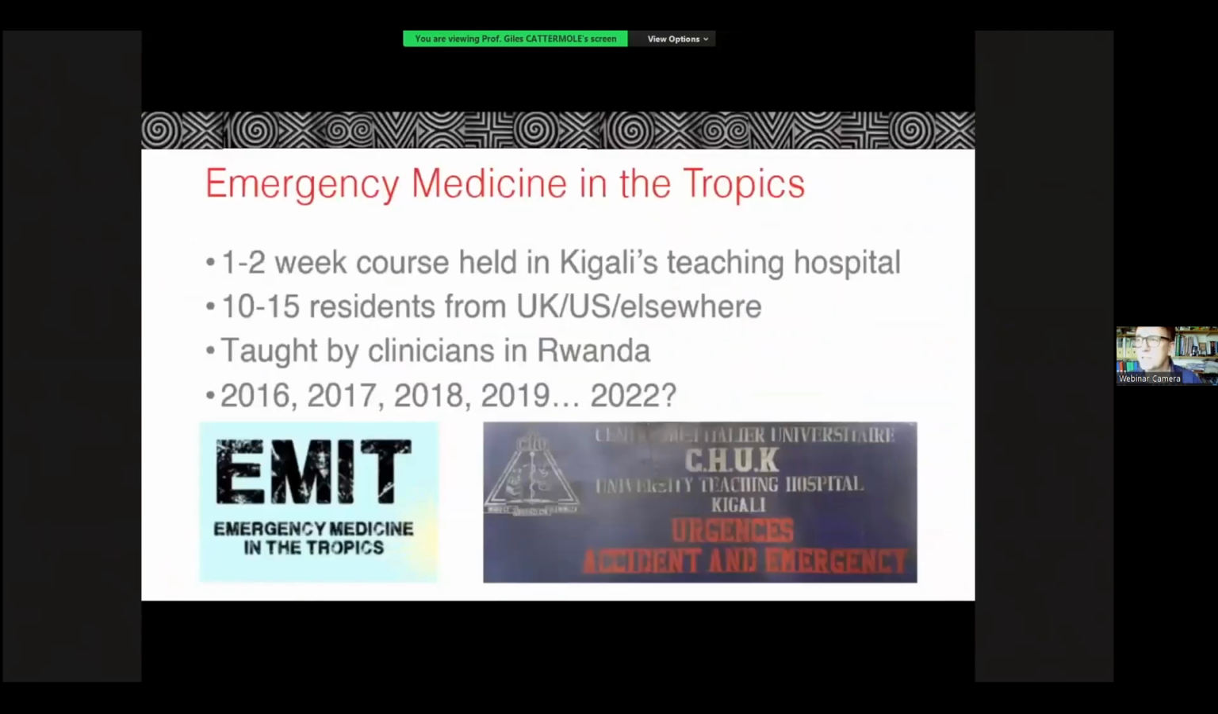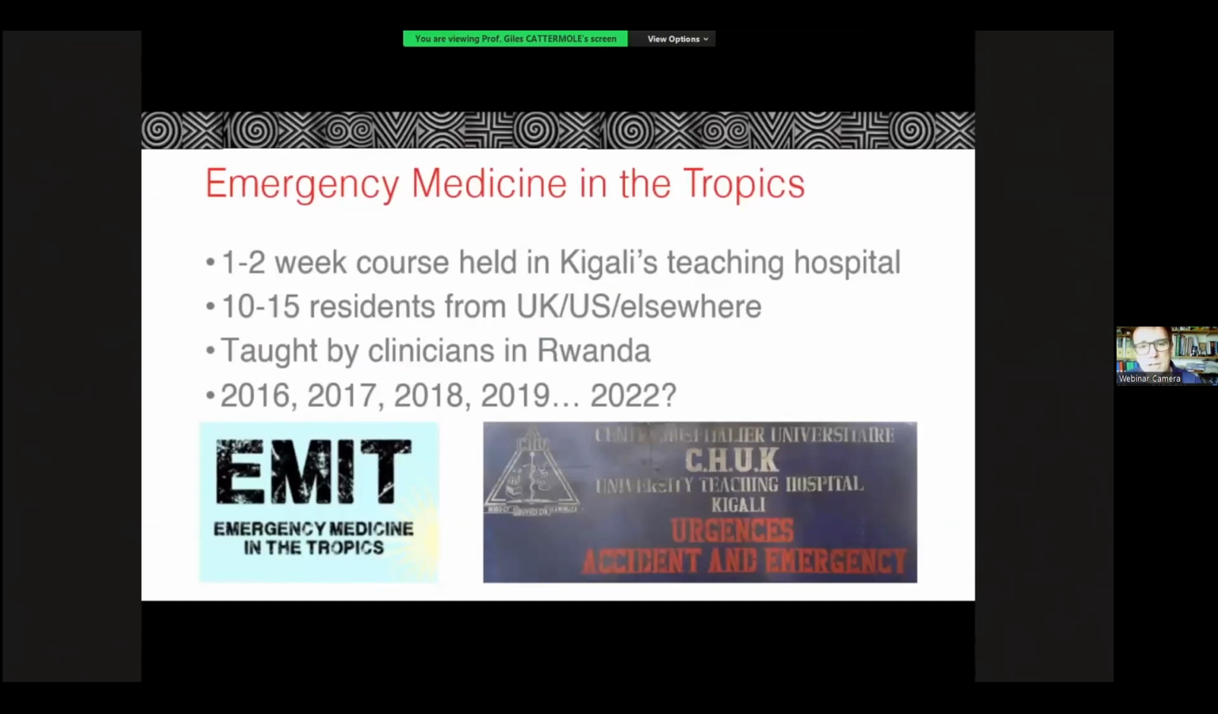So I started with the idea there's mutual benefit. There's lots of good things that we learn when we go to teach. But we took that one step further with our EMIT course, Emergency Medicine in the Tropics. We ran it a few times. We're hoping it'll run again this year. Obviously, we couldn't do it in 2021 because of COVID.